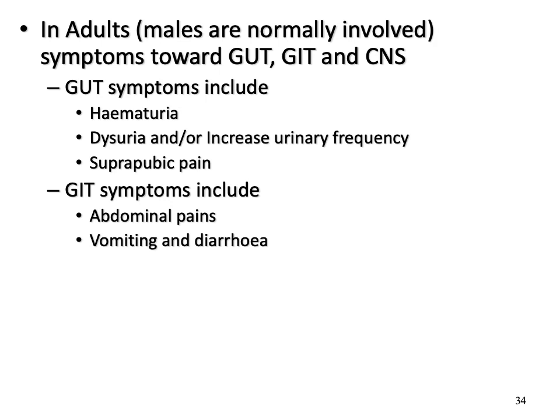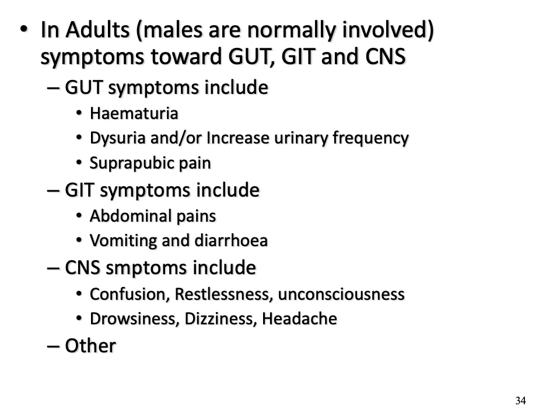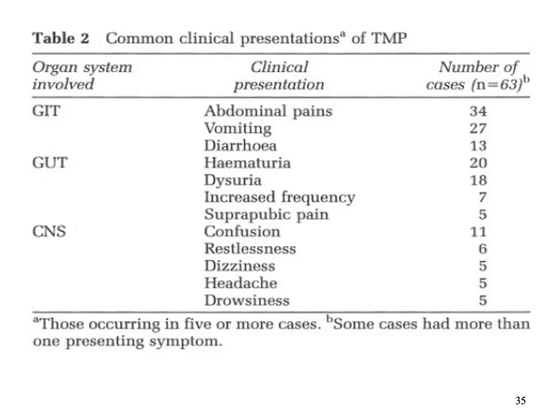Symptoms also reported included abdominal pains, vomiting, and diarrhea, which are really not very specific symptoms, but could also be caused by certain plants or certain compounds. And then CNS symptoms included confusion, restlessness, unconsciousness, drowsiness, dizziness, headache. Also not very specific symptoms, which could even result from dehydration, but also could be as a result of the different plants that we have. And this is just a graph showing some of the symptoms, the clinical presentation of traditional medicine poisoning in adults, as reported by Tagre and colleagues.